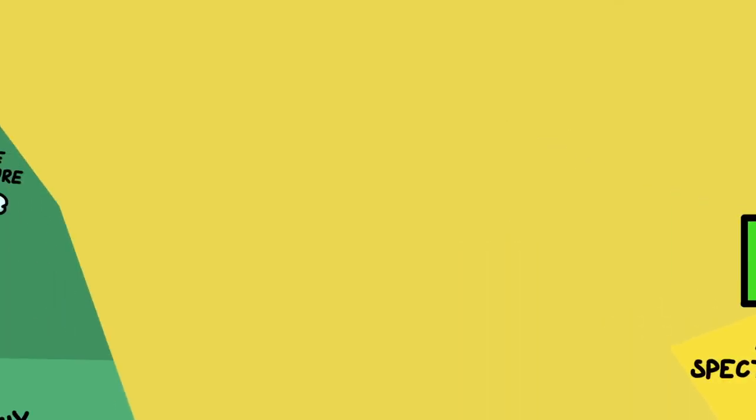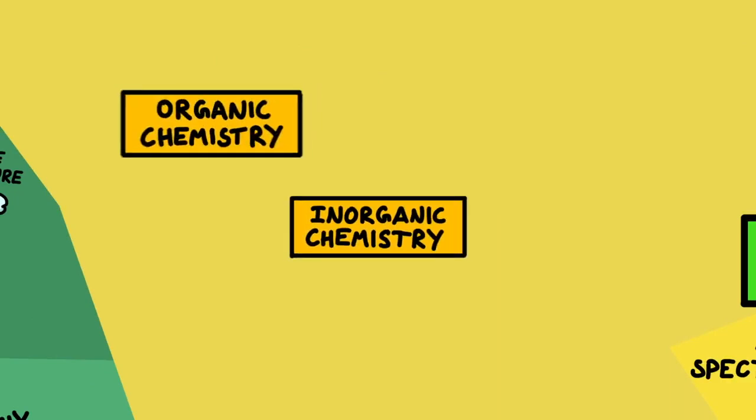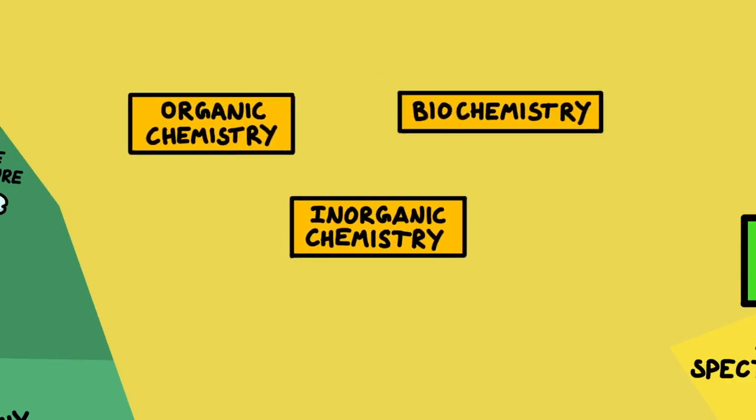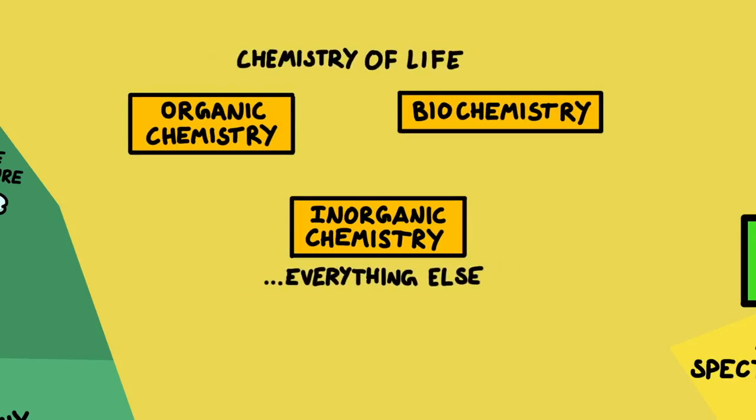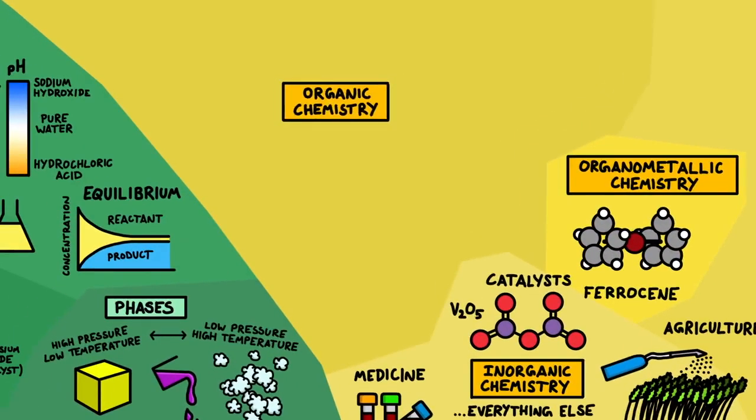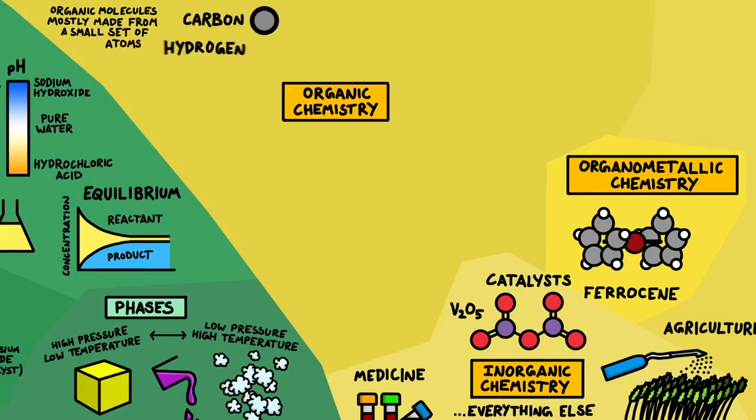And finally, we get to the huge fields of inorganic, organic, and biochemistry. Organic and biochemistry look at the chemistry of living things, and inorganic chemistry looks at everything else, although there is still a large amount of crossover. Organic chemistry looks at the structure and behavior of the molecules of life, which are typically built from a small set of different atoms: carbon, hydrogen, oxygen and nitrogen, plus a few others. Organic chemists also look at making new organic compounds with useful properties.